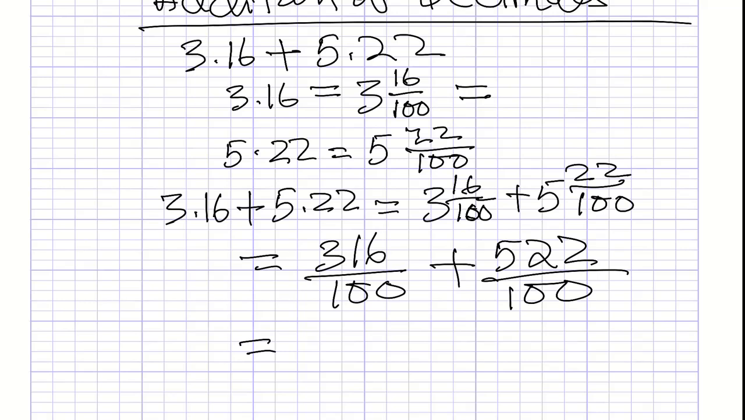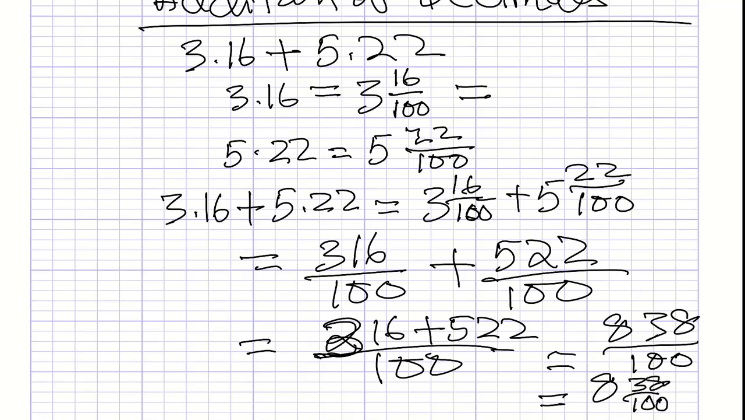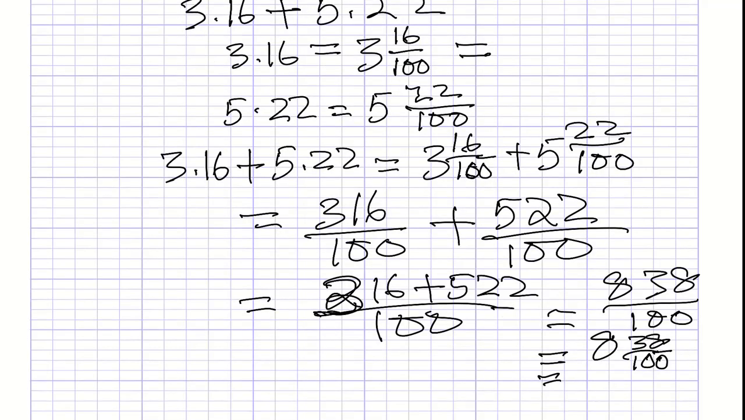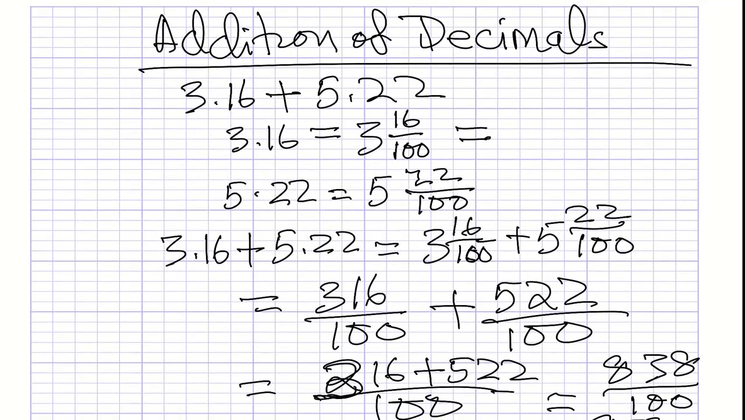You remember what we did when we did fractions? We got the same denominator, so we add the numerators. 316 plus 522. When you add that, what do you get? You get 838 over 100, or you can write it as 8.38. So you see what we went through there?